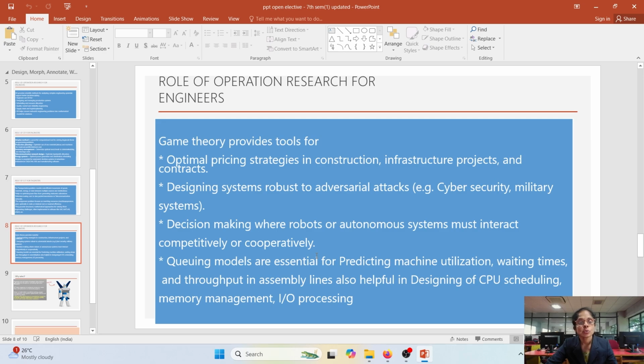Game theory provides a tool for optimal pricing strategies in construction, infrastructure projects, and contracts. It also helps in designing systems robust to adversarial attacks, and in decision making where robots or autonomous systems must interact competitively or cooperatively. Queuing models are essential for predicting machine utilization, waiting times, and in assembly lines. They are also helpful in designing CPU scheduling and memory management, and so on.